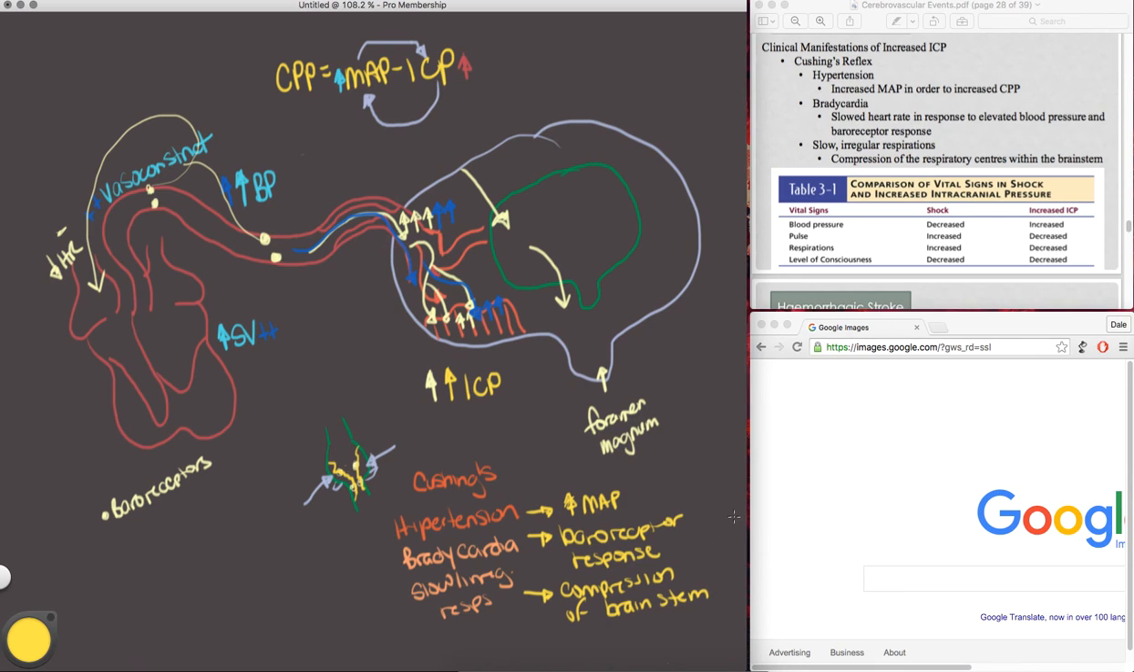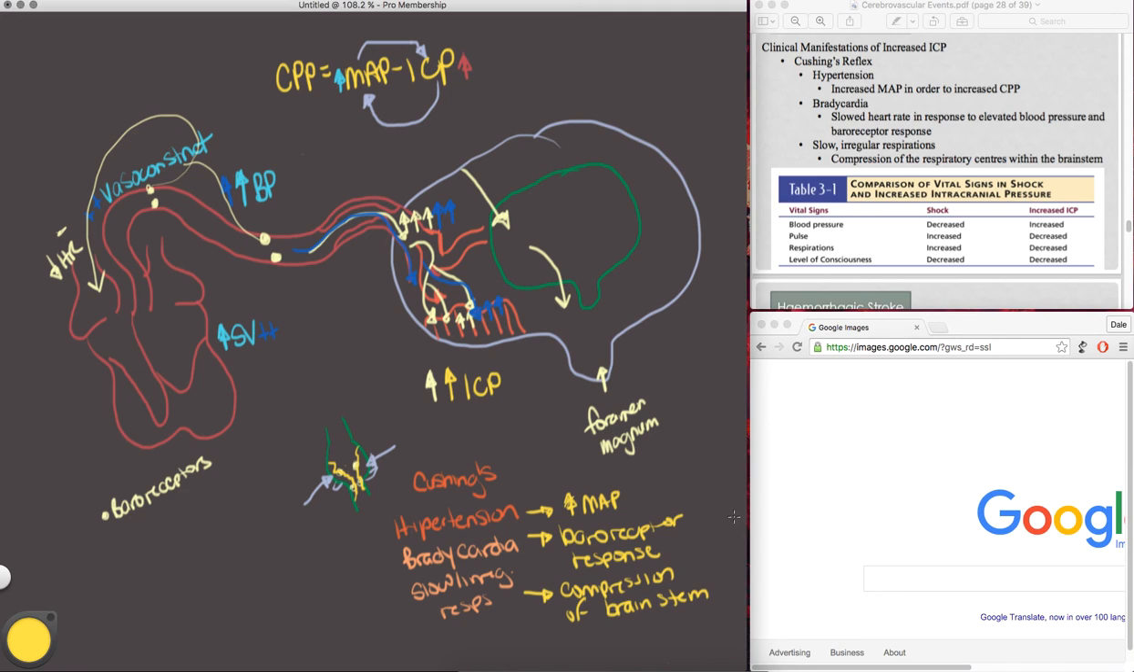And our reticular activating system also lives very close to our brain stem. So as the pressure increases and we're putting pressure on that area of the brain, the patient slowly becomes increasingly more unconscious. So those are the signs and symptoms we're going to see with an increase in ICP. So important things to remember are this equation. CPP equals MAP minus ICP.